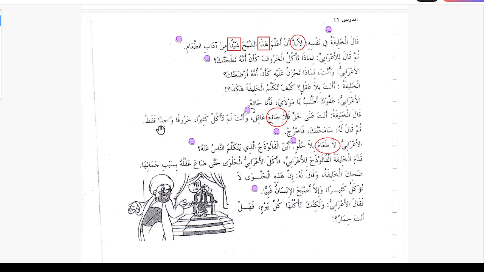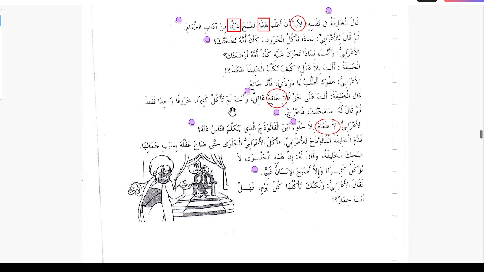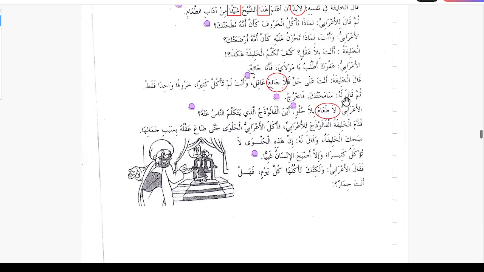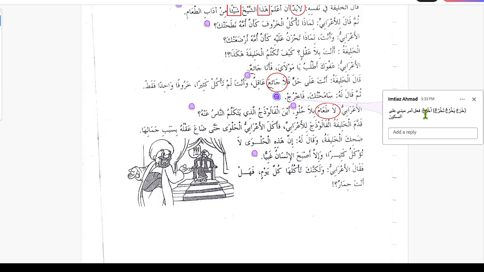Kharufan wahidan fakat, only one lamb. So he was saying that you didn't eat too much, you just ate one lamb only. Thumma qala lahu, then he said to him, Samahtuka, so I forgive you. Fakhruj, so leave. So now this is the fe'lu amrin. We have studied fe'lu amrin, the commanding verbs.